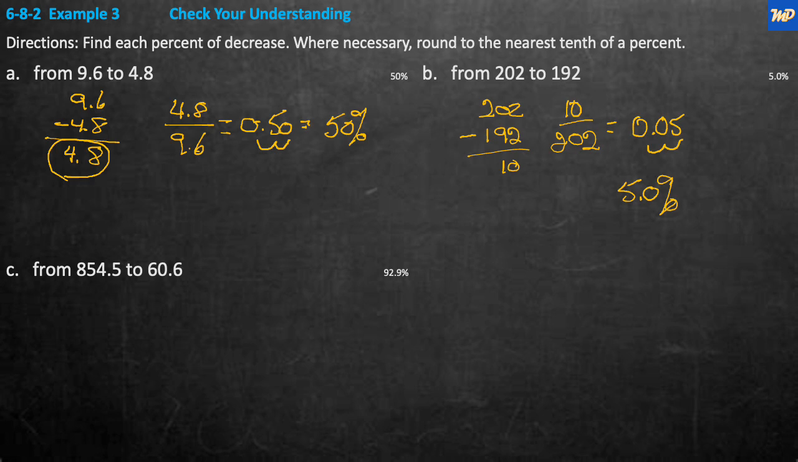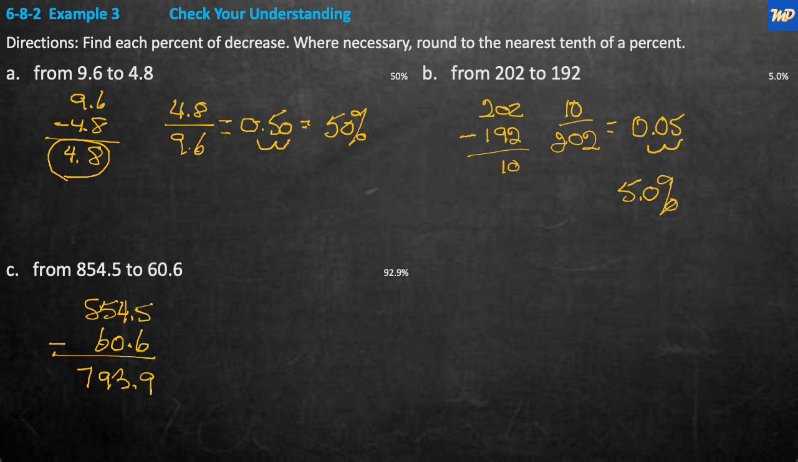Okay, and then we're going to be over here from 854.5 to 60.6. This is going to be a little bit different. 854.5 minus 60.6. And according to my calculator, that is equal to 793.9.